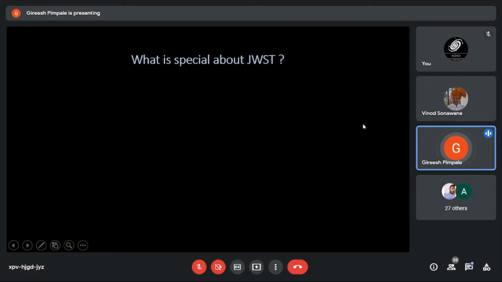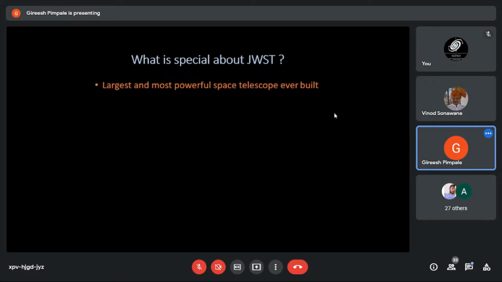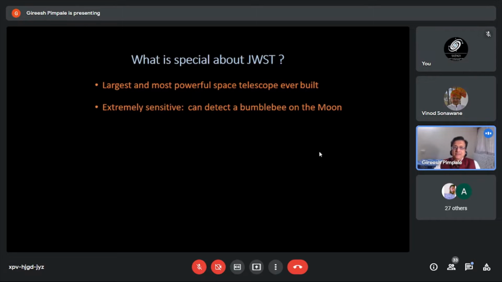So what is so special about this James Webb Space Telescope? Now I'll be using the short form JWST for the James Webb Space Telescope. Why have I selected this particular topic for today's talk? This is the most powerful and largest space telescope ever built by human beings. It is extremely sensitive. It is so sensitive that it can detect a small honeybee or bumblebee on the moon.